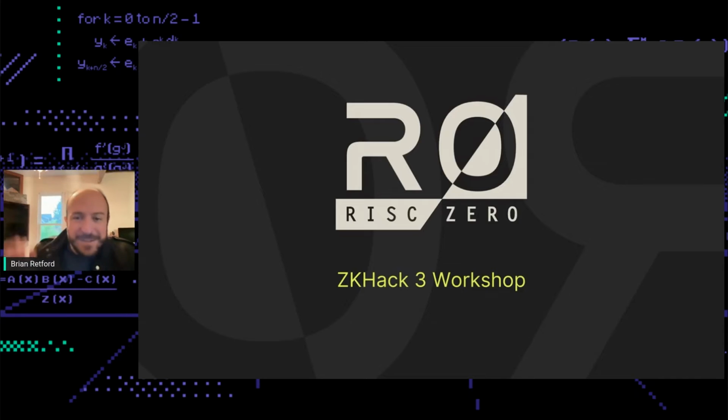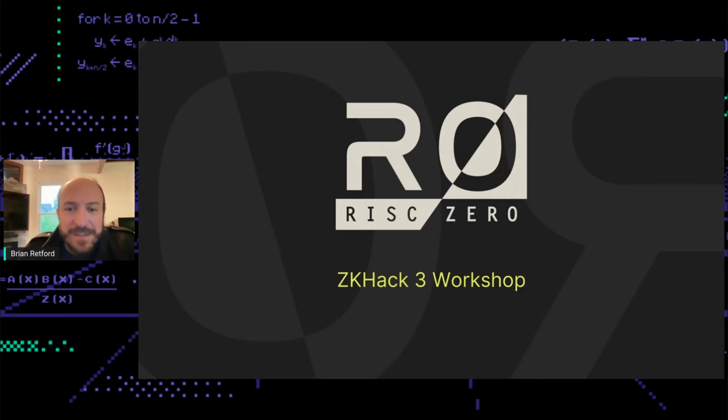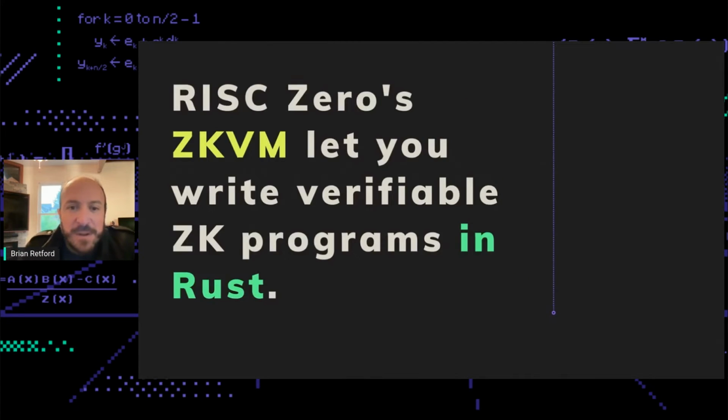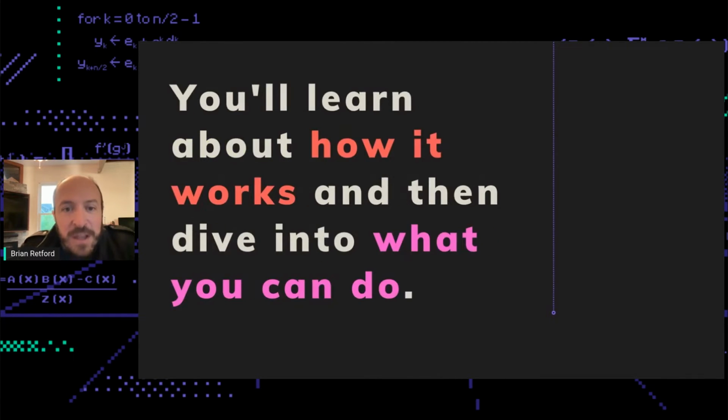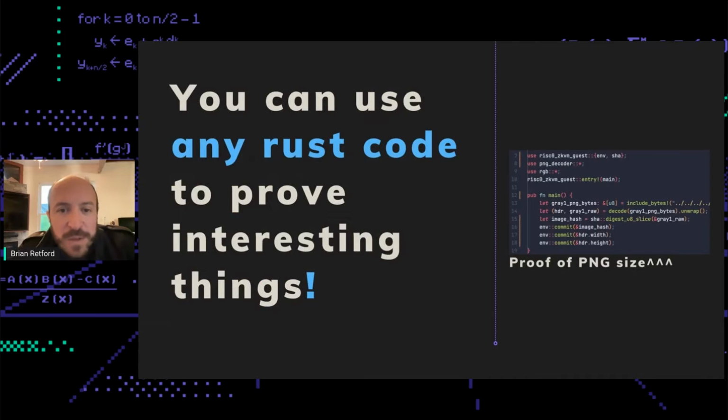Hi, everybody. I'm Brian Redford, CEO here at RISC-0. If you're unfamiliar with RISC-0, it's a ZK VM that implements the RISC-V instruction set. What this lets you do is write ZK programs in Rust and other languages. We're very focused on Rust these days, and the workshop will be very focused on Rust as well. We'll talk a lot about how RISC-0 works, and we're going to dive into what you can do with it.